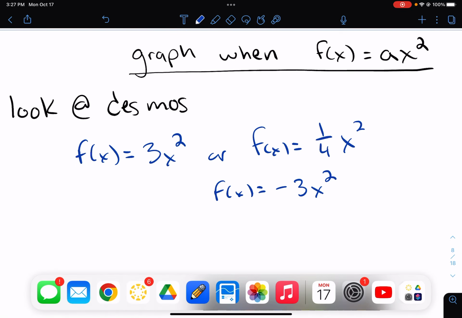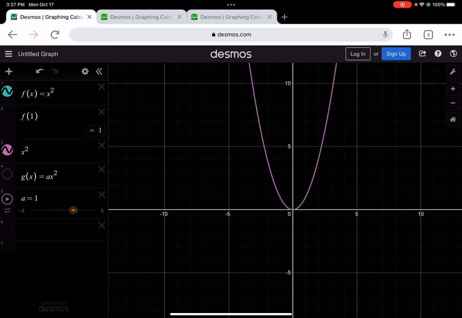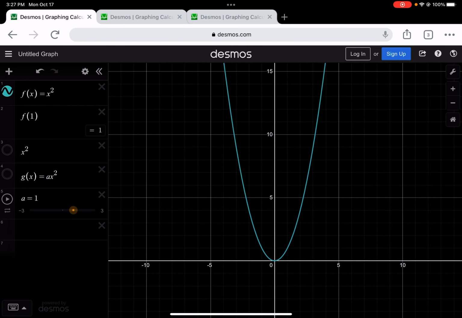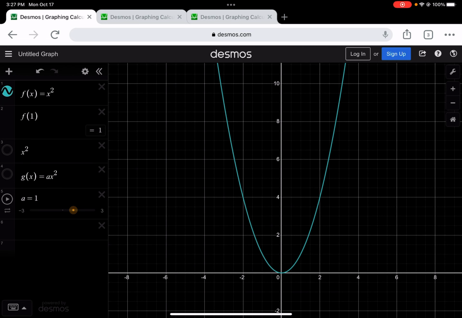So the way we're going to look at this, I'm going to go to Desmos. And on your screen you should see this blue line right here. Stop showing me the pink line. I have this blue line, right? This is my parabola. It's f of x equals x squared. I've got my vertex right here at 0, 0, and then I go up to the right and up to the left. What happens though if I put something in front of x squared?